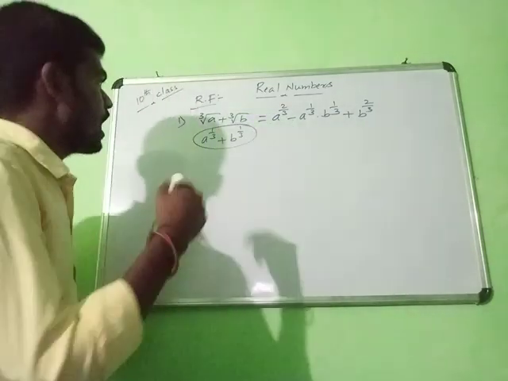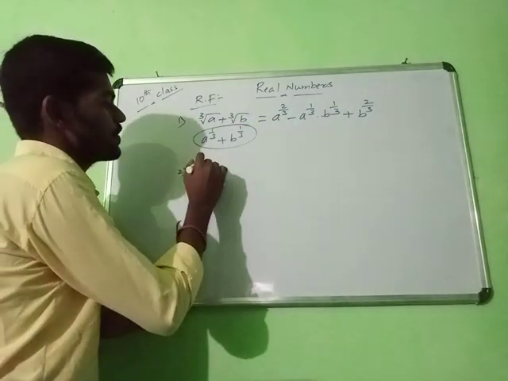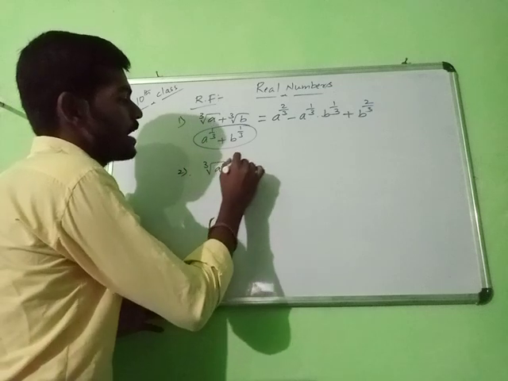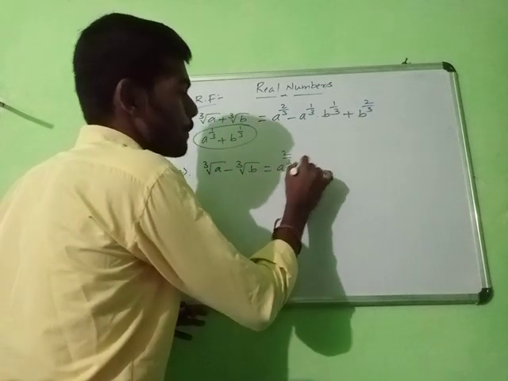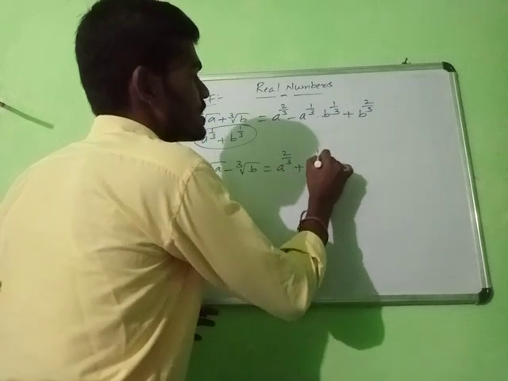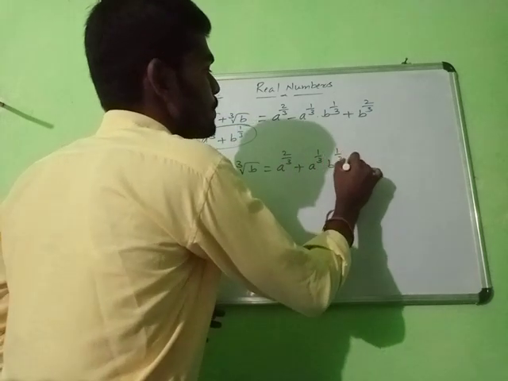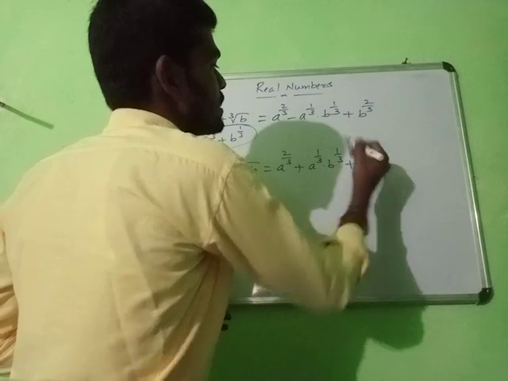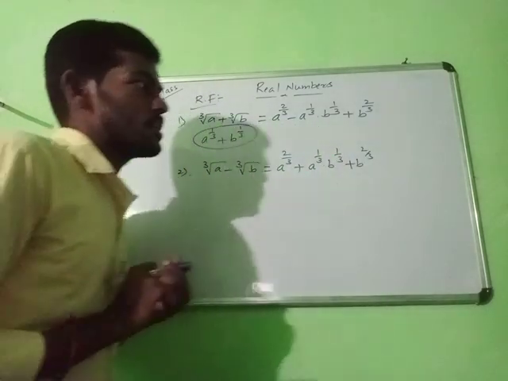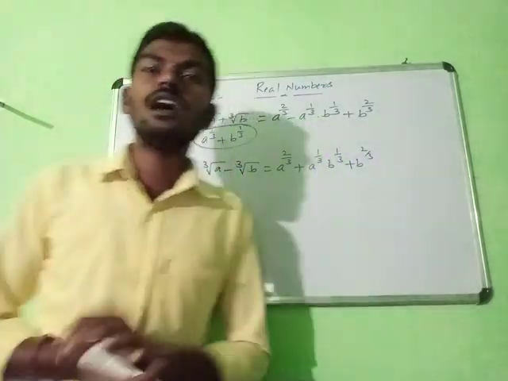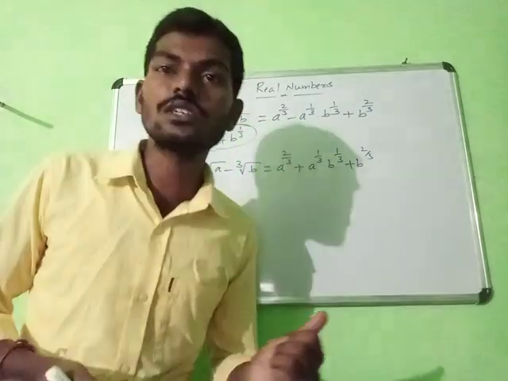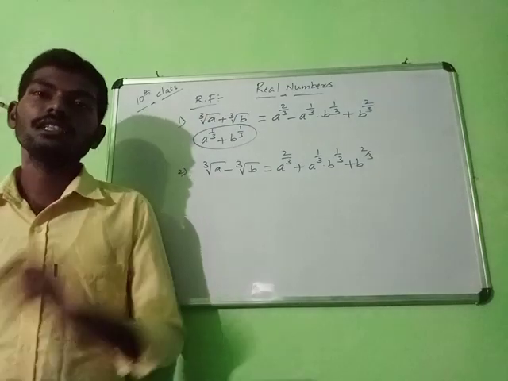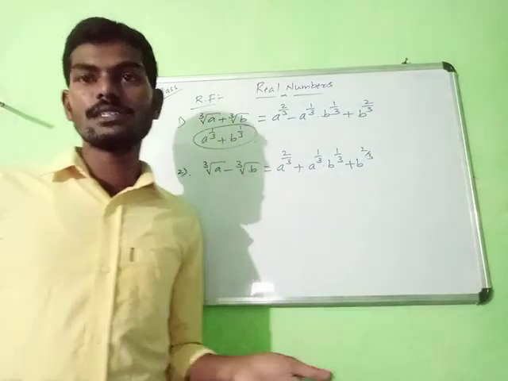Now the next one: the RF of cube root a minus cube root b is a power 2 by 3 plus a power 1 by 3 into b power 1 by 3 plus b power 2 by 3. This is the RF of cube root a minus cube root b. These are most important for 4 marks.